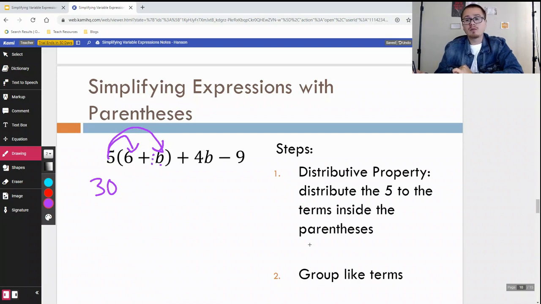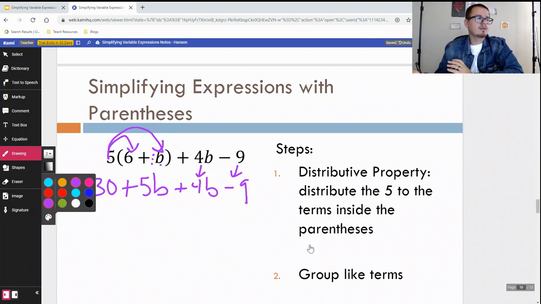You do 5 times 1. You multiply the coefficient. So it's 5b. So plus 5b. Bring down everything else. We didn't touch it. We didn't multiply. We didn't do anything. So plus 4b minus 9. That should look familiar, right?